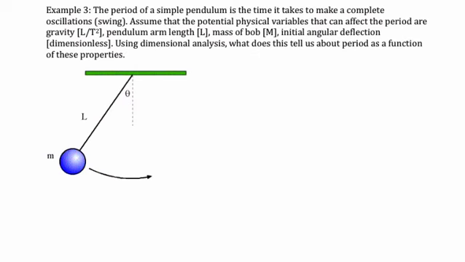Okay. So the question reads that the period of a simple pendulum is the time it takes to make a complete oscillation or a swing. Assume that the potential physical variables that can affect the period are gravity, the pendulum length, the mass of the bob, and the angular deflection, which has no dimensions because it's measured in radians. It could also be measured in degrees. Using dimensional analysis, what does this tell us about the period as a function of these properties?